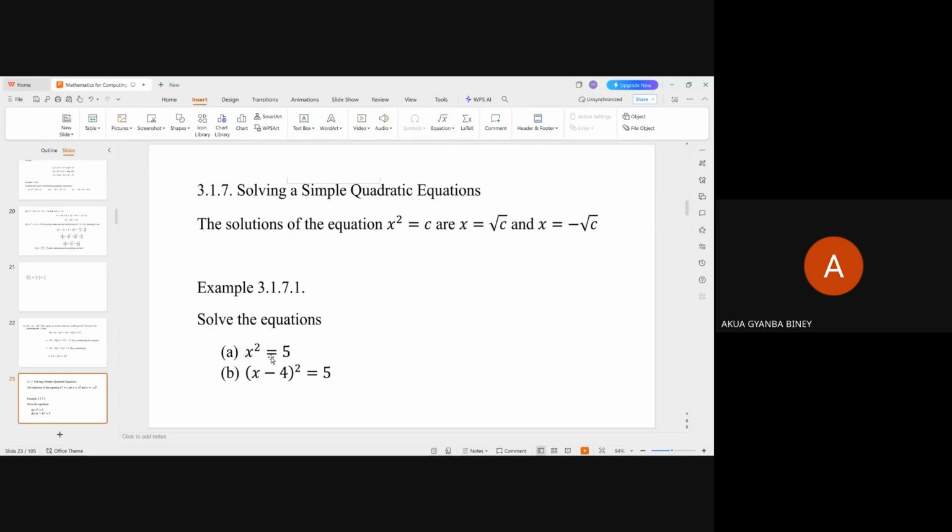Solve the equation x squared equals 5. What will you get? You want to make x the subject. It is plus or minus, that's what it's saying. So you can get x is equal to square root of 5 and x is equal to minus square root of 5.